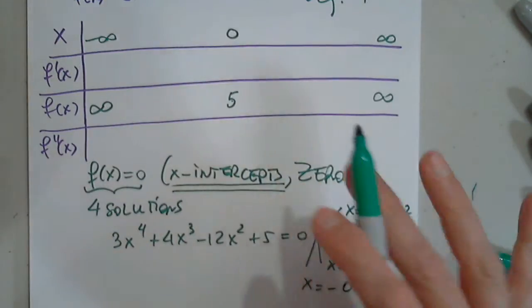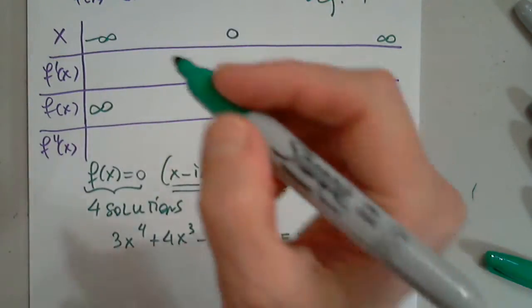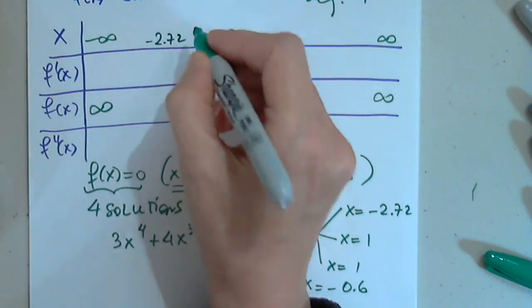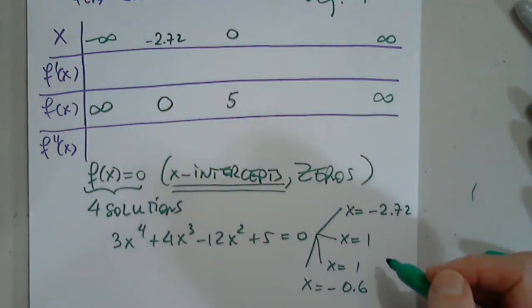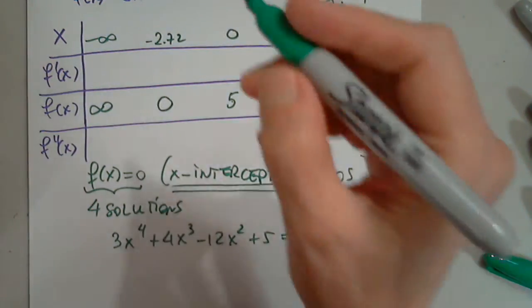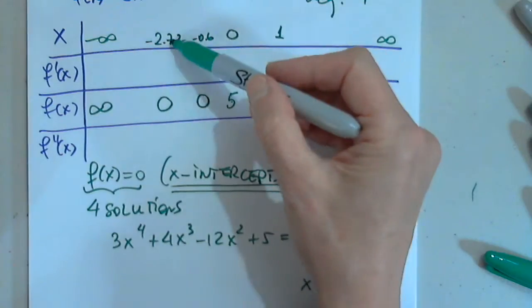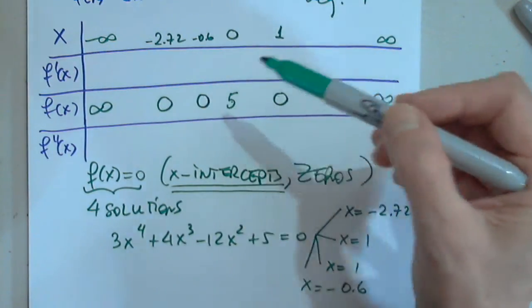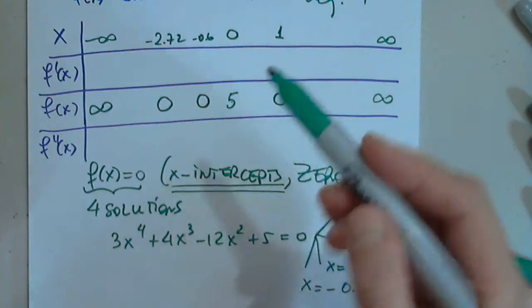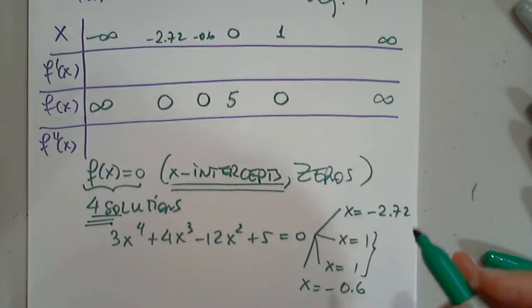So that's my last step here. I need to put these in the table. Negative 2.72, 0, 1, 0, and negative 0.6, 0. So this is an x-intercept, this is an x-intercept, this is a double x-intercept as expected with 4 solutions. So this is a double.